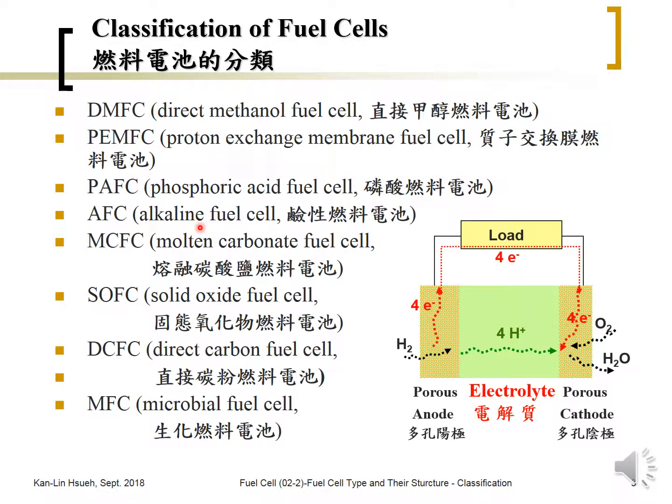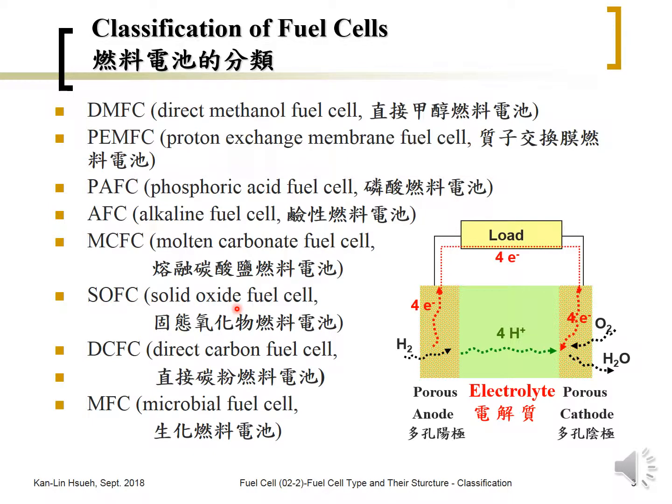If the fuel cell's electrolyte uses potassium hydroxide, an alkaline solution, then we call it an alkaline fuel cell, and so on, such as the molten carbonate fuel cell or the solid oxide fuel cell. The solid oxide fuel cell uses zirconium oxide as the major substrate for the electrolyte, so we call it a solid oxide fuel cell.